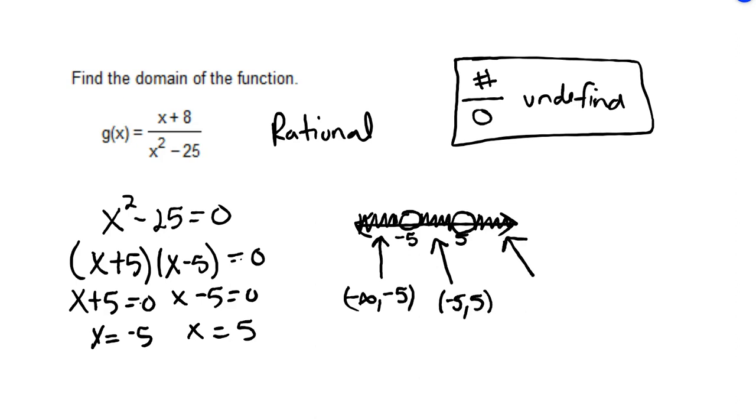And then we want to represent the last interval. The last interval starts at 5 and goes to infinity. And we'll union these together. So the domain of g of x is negative infinity to negative 5, union with negative 5 to 5, union with 5 to infinity.